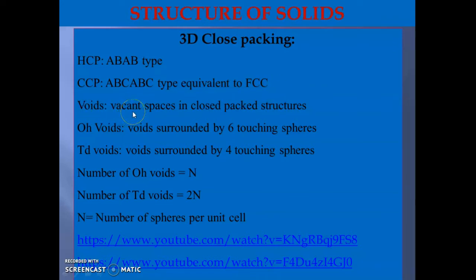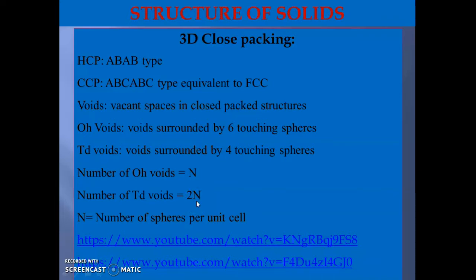Voids are vacant spaces in close packed structures. Voids can be of different types like octahedral voids and tetrahedral voids. Octahedral voids are surrounded by 6 touching spheres, whereas tetrahedral voids are surrounded by 4 touching spheres. The number of octahedral voids within a unit cell will be equal to the number of atoms or motifs present within that unit cell, whereas the number of tetrahedral voids will be double the number of atoms or motifs present in that unit cell. Here n is the number of spheres present per unit cell.